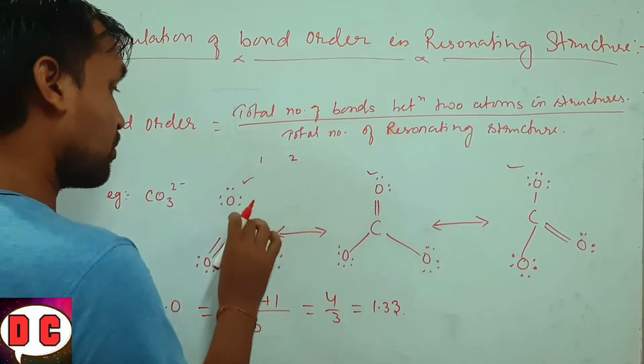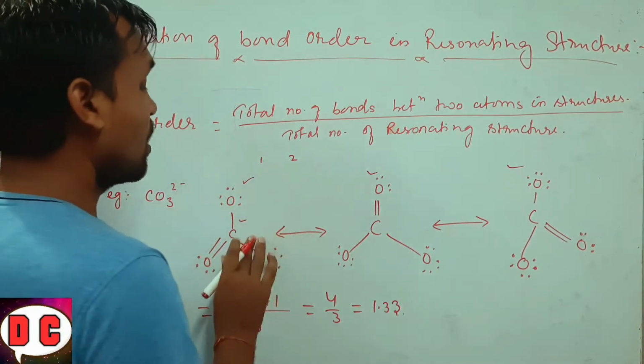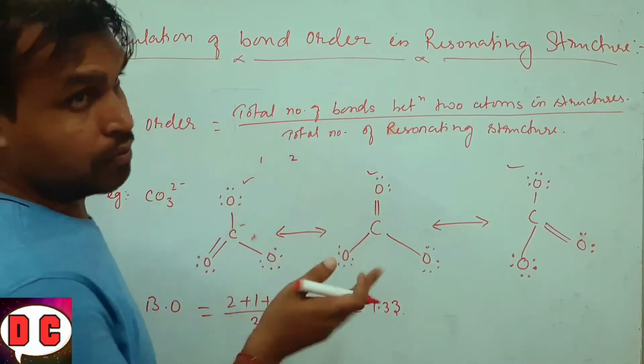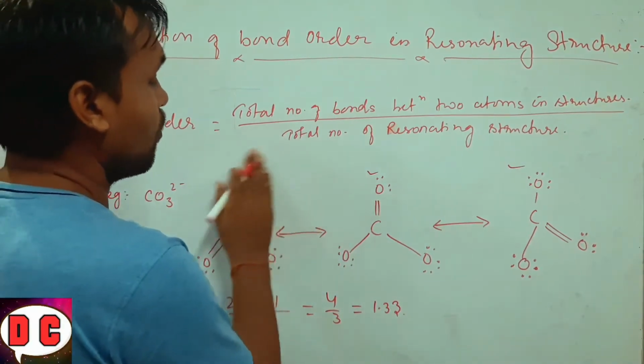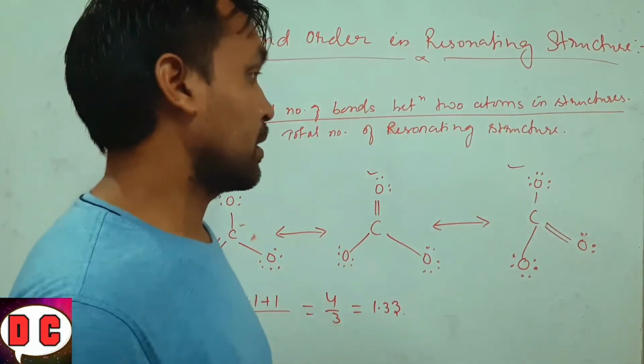So which one is more? The number of single bonds is more, so that means the bond order will lie in between these two, and it will be closer towards 1. Okay, got it, dear students? So this one you have to keep in mind.